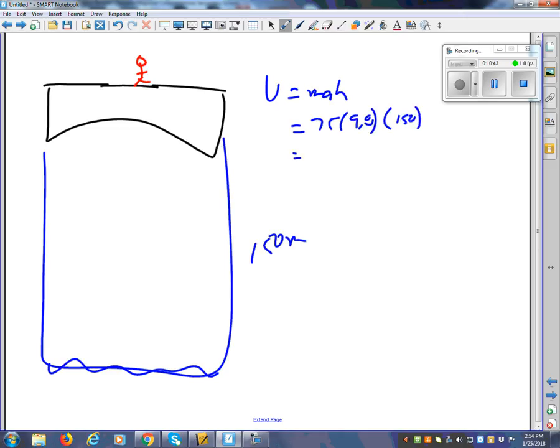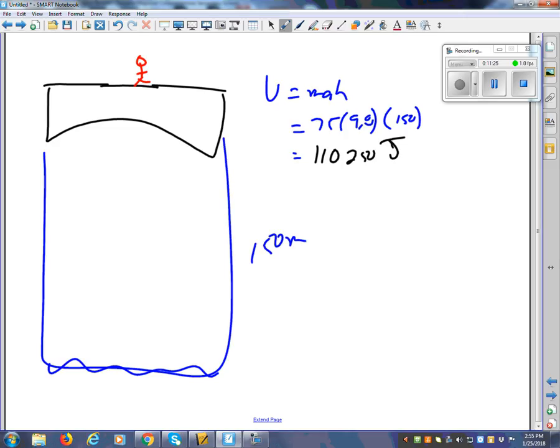So that was one mistake that a few people made. 75 times 9.8 times 150. He's got a lot of energy, more than I do right now. 110,250. Okay. Now, all of his energy, when he starts to fall, is converted to kinetic energy, right? Yeah, because he's moving. But after he's done converting to kinetic energy, all of that kinetic energy has to be converted to spring energy. So can you skip the kinetic energy part? Yes, because energy is conserved.